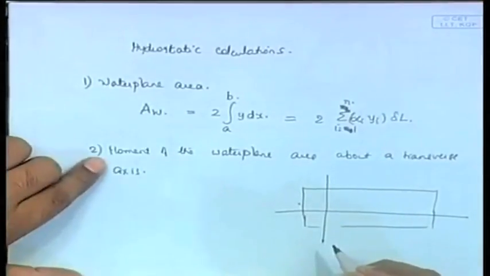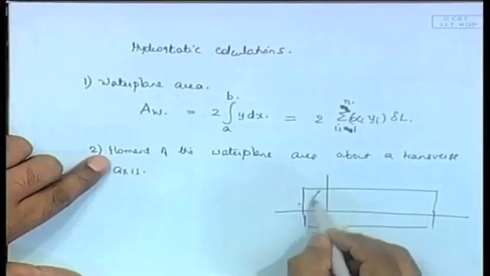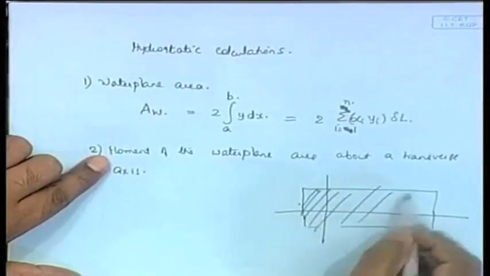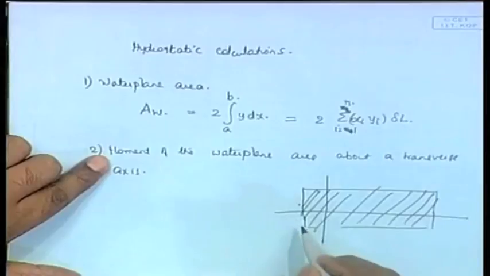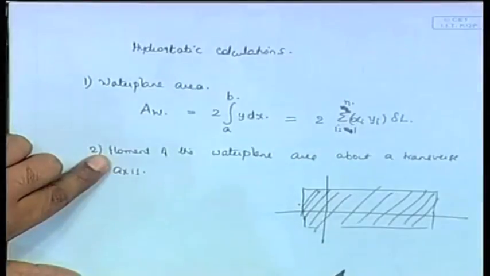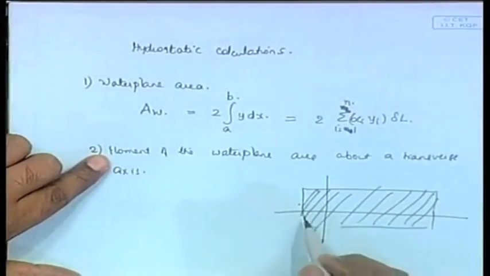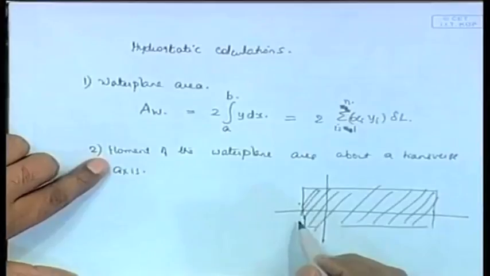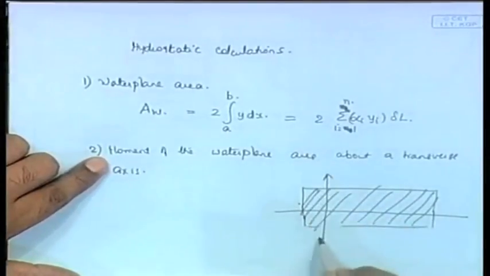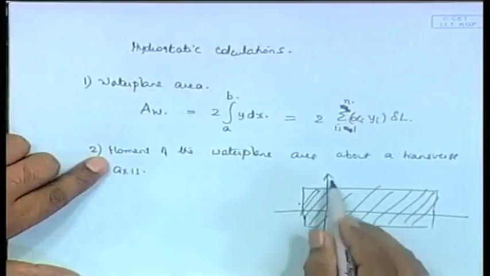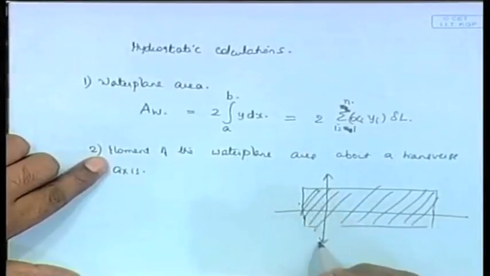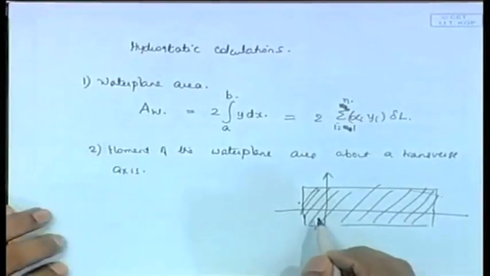Therefore, what are we doing here? We are finding the moment of the water plane area. Let us say this is the water plane area, that means this is the region where the draft is cutting the water line, where the water line is meeting the air. So, the moment about a transverse axis, this is a transverse axis. We are finding the moment about this point of the water plane area. This is the first problem.